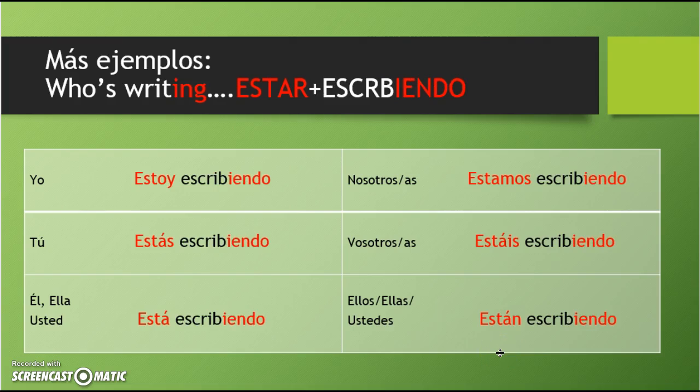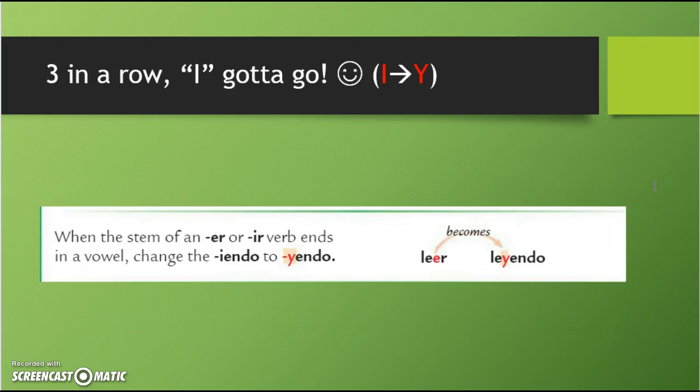Okay, finalmente, a few more examples, this time with an IR verb. Again, ER and IR are going to have the same ending. Qué fácil. Estoy escribiendo, estás escribiendo, está escribiendo. Over on the plural side, estamos escribiendo, estáis escribiendo, están escribiendo. Super fácil.